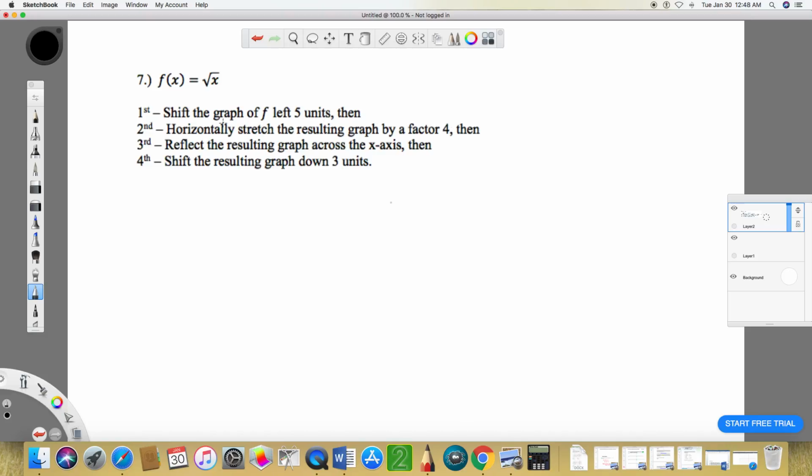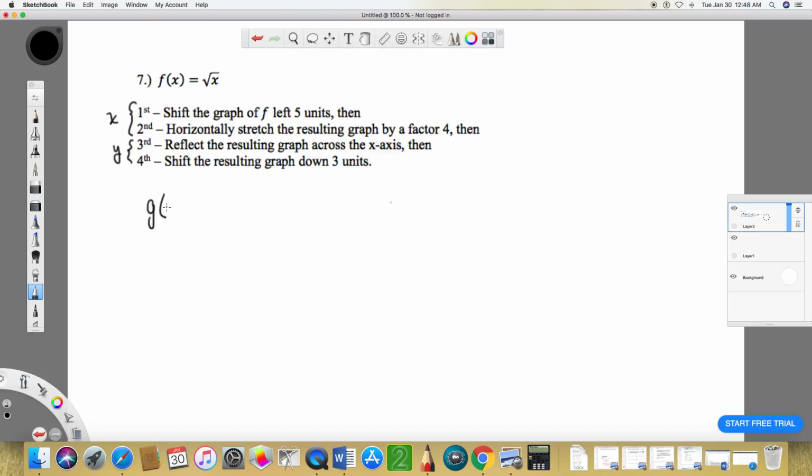So the first two transformations are affecting the x-coordinate. And then the reflection across the x-axis, that's changing a y-coordinate. What was up is now down if you're going across the x-axis. And then shift the resulting graph down 3 units. That's also affecting the y-coordinate.